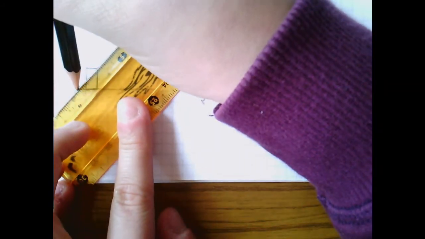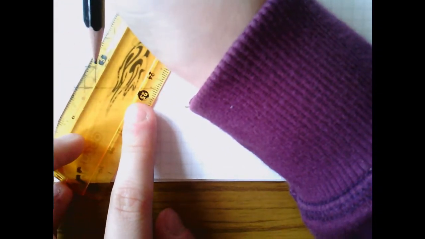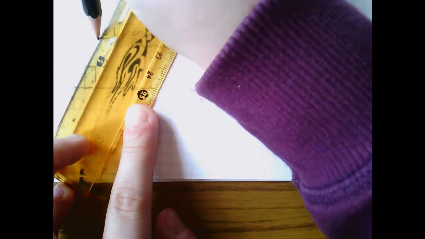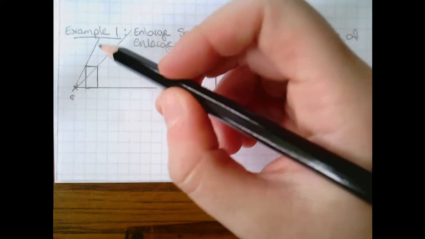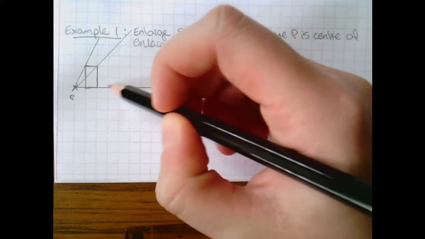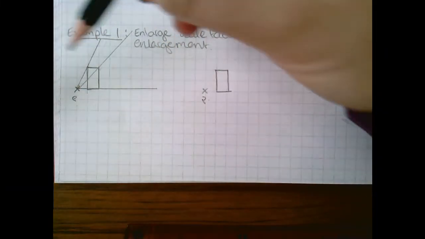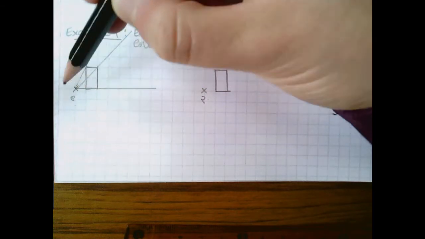Okay, so from the centre of enlargement, project out. So what we can see here is we have our lines going through. So we should be able to see that from this corner, we've gone 1 to there.